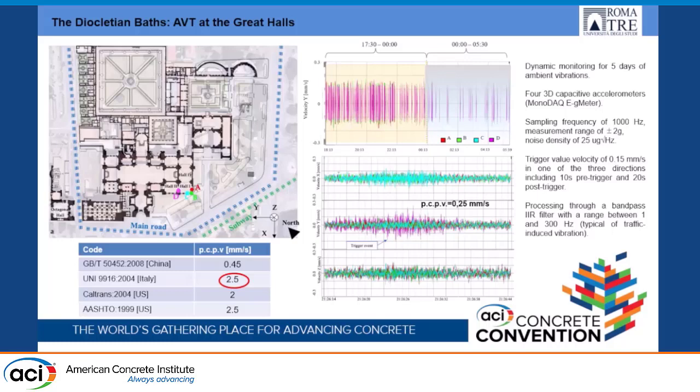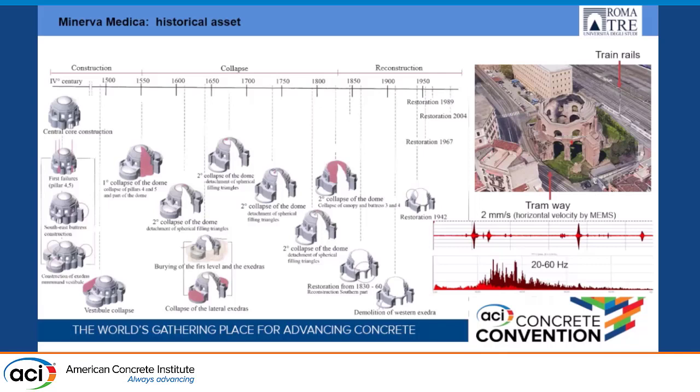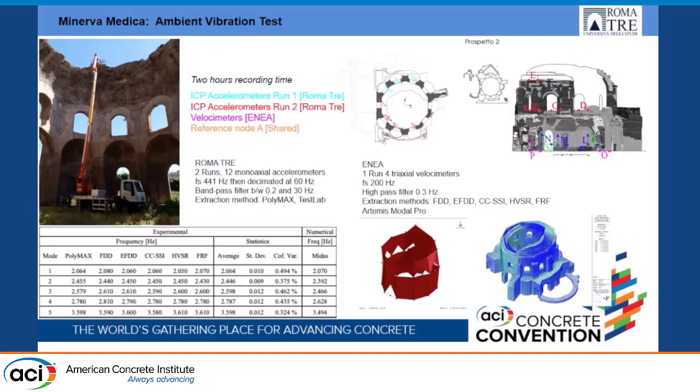Differently, in the Minerva Medica Templum, here we have a particular situation because the monument is between a tramway and the train rails, and monitoring of peak velocity reveals some measures close to the limit of the codes. This temple is particular because it has very difficult intervention because of vulnerability from the start of the construction. Here, with the recent monitoring system together with ENEA, even if we use different instruments and different extraction methods for operational modal analysis, the results compare completely.